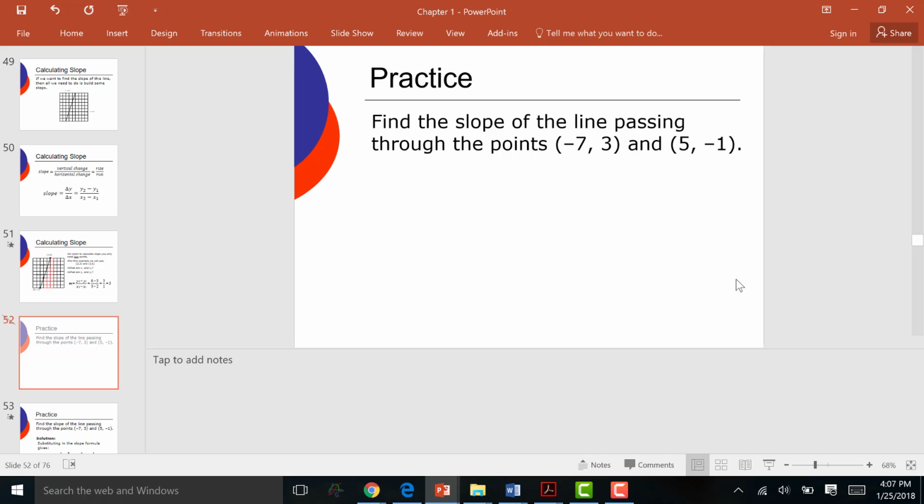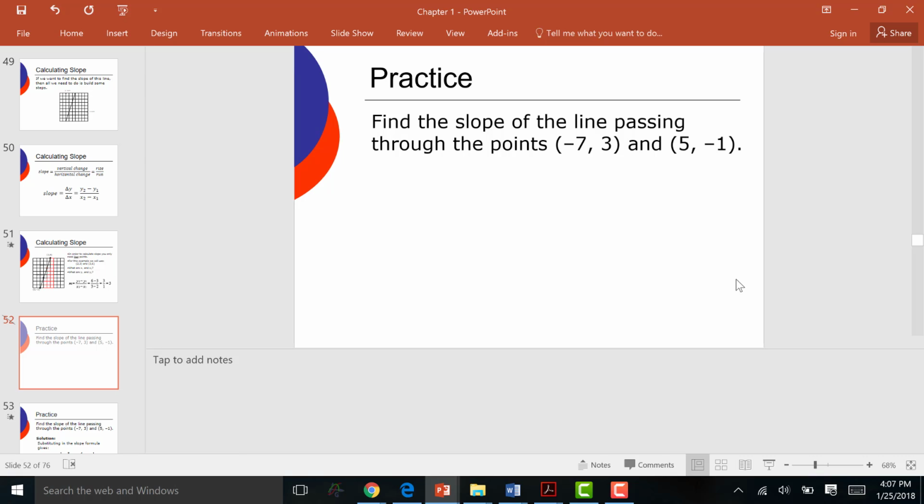The math should be fairly simple for this particular type of problem, right? Well, you stuck? Okay, all righty. Let's see where we're stuck at. Let me see. I've got -7, 3, and I've got 5, -1. So here's x1, y1, x2, y2. And then I'm just gonna substitute them. So my slope is equal to, here's my formula.